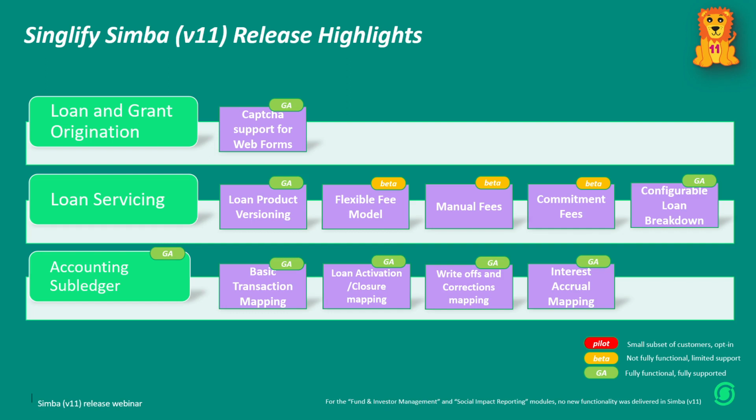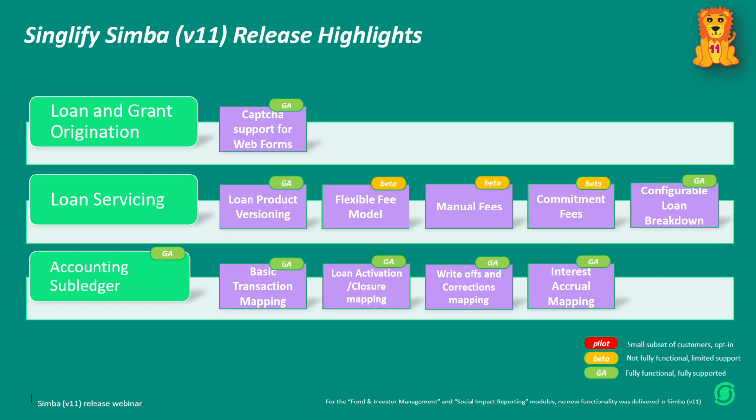The third major component of the release is accounting Subledger. I've been mentioning this functionality for a while now, because it has been in pilot and beta statuses for quite some time. I'm proud to say we can now promote it to generally available. We have accounting mappings for basic transactions, loan activation and closure, for write-offs and corrections, and for interest accrual.